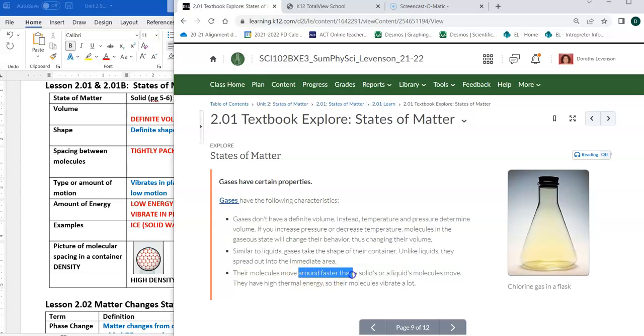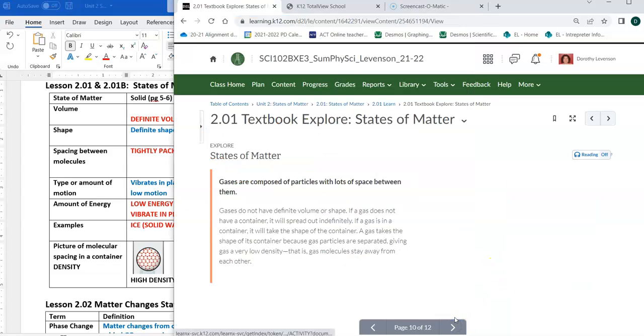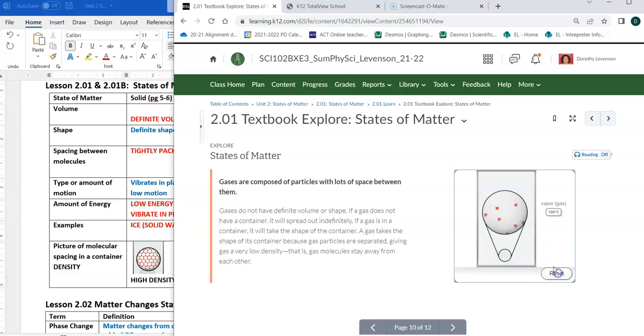They are faster than solids and liquids. They have higher energy and they vibrate a lot. They move a lot. So they are very spread out. They fill the entire volume of whatever container they're in. They move fast and they have high energy. An example is air.